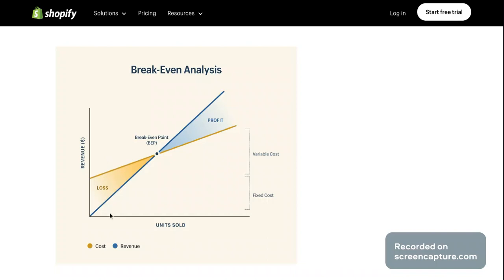So this is at 0 units. You're already spending this much money. And then as you sell more units, well, obviously variable costs go up.